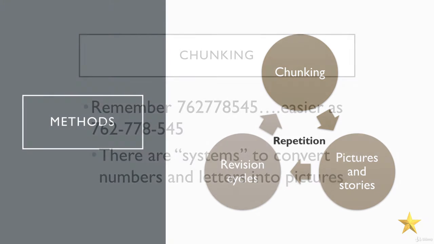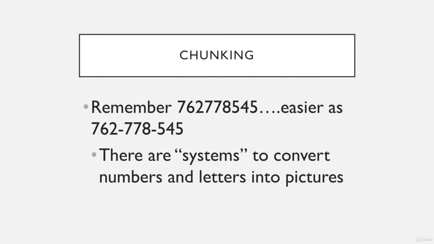Now, chunking is an incredibly easy, natural idea. So here we have a number: 762778545. Not the easiest thing to remember, but a bit like a telephone number. If you split that into chunks of three, 762, 778, 545, that becomes easier to remember. In other words, the mind is happier with three-digit numbers than it is with a nine-digit number. That really helps the memory.